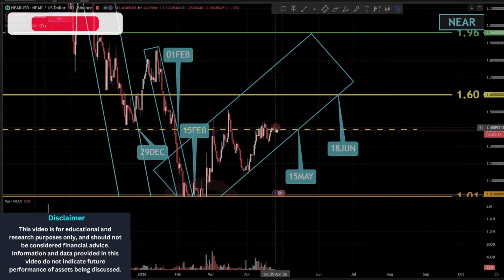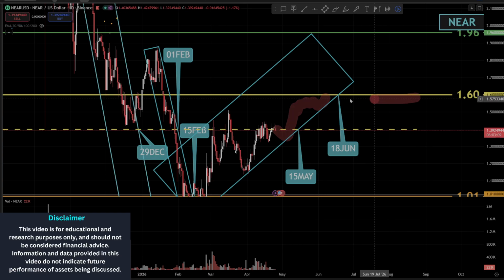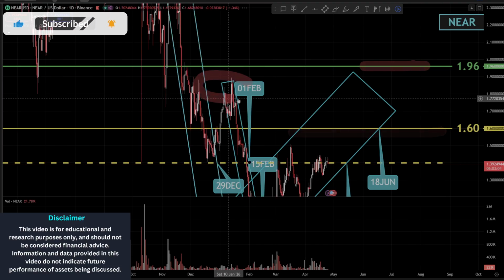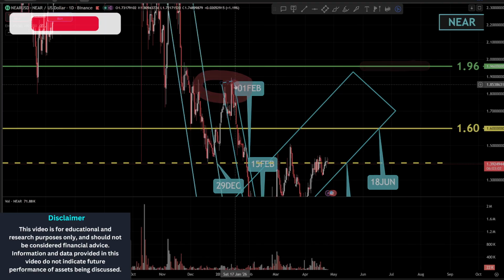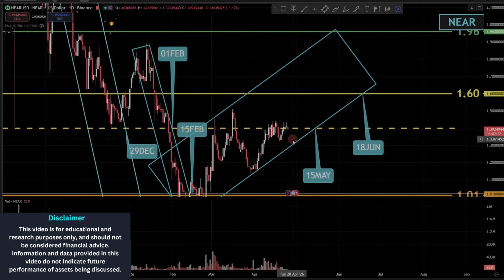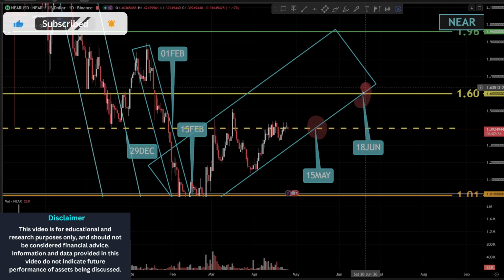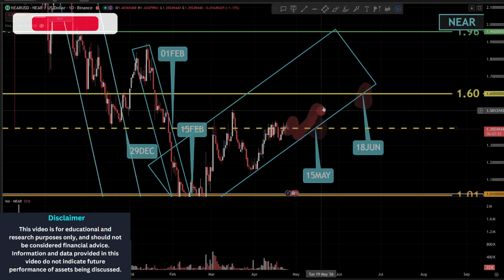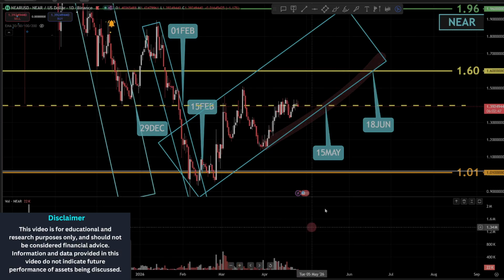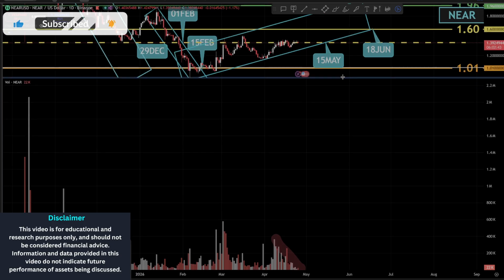Or is it going to continue with the uptrend, not only coming to challenge 1.6, but to challenge 1.96 like what it did back in mid-January? Okay, so it is getting into an interesting zone, and we're getting closer and closer to these dates if this uptrend continues. All right, from a volume perspective, it looks like it is losing steam.